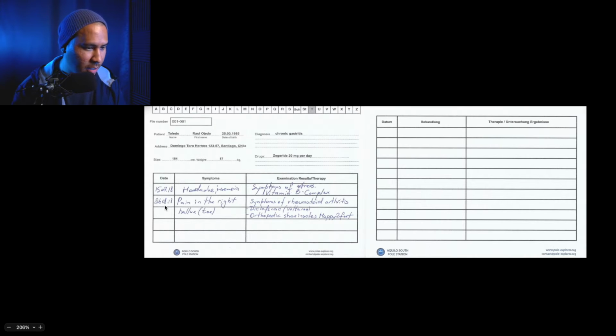Okay. On August 24th, pain in the right toe, symptoms of rheumatoid arthritis, diclofenac, I don't know what these words are. Orthopedic shoes, insoles, happy 2 feet. All right, so he needed some orthopedic shoes. Oh, that could be the shoe print. Because aren't orthopedic shoes like ginormous? All right, and then there's nothing on this. This is the back side.